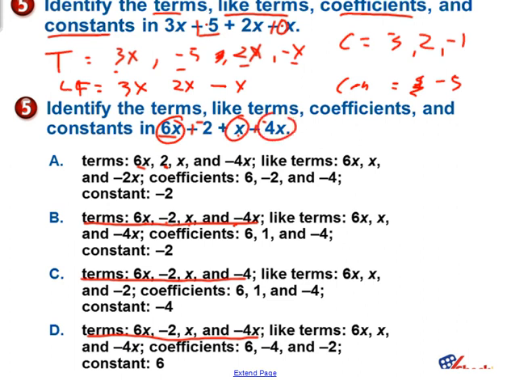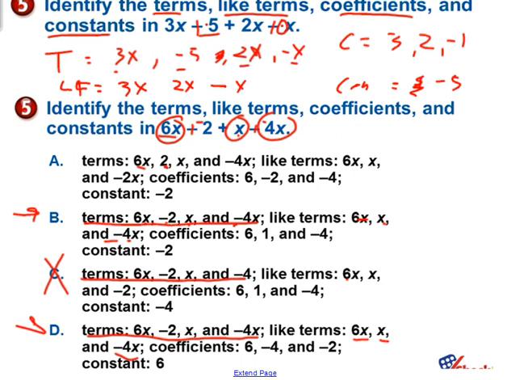So let's check out the next one. 6x, x, and negative 4. So that one checks out. 6x, x, and negative 2. So this one does not check out. Let's check D here. Like terms 6x, x, and negative 4 checks out. So it's either B or it's D.